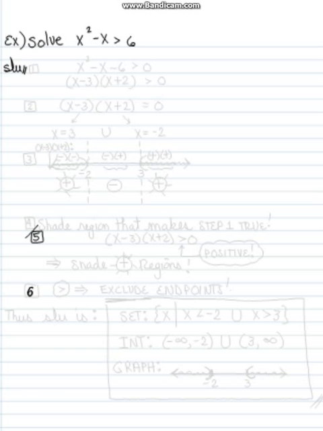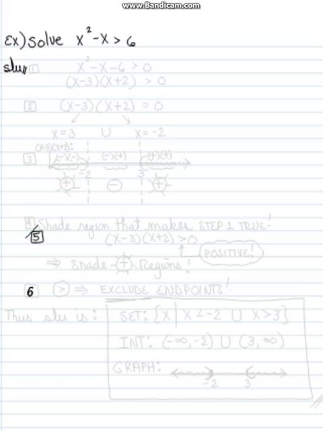Then step 5, we're going to shade the regions on the number line that make step 1 true, the factored form of the inequality with everything on the left side. Now remember, if that inequality says greater than 0, that means we're shading the regions that have a positive product of the factors. If it says less than 0, we're shading the regions that have a negative product of the factors. Step 6, if there's an equal portion included in the inequality sign, we include the endpoints with boxy brackets. But if there are no equal signs in the inequality, we exclude the endpoints. So let's get started on this problem.